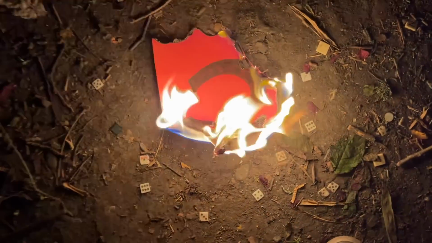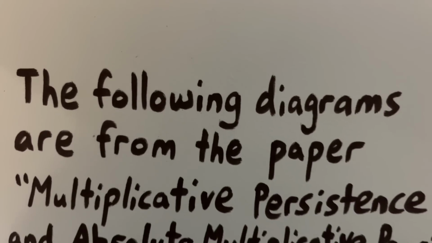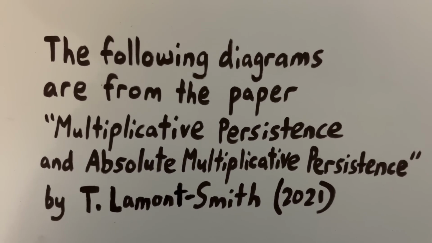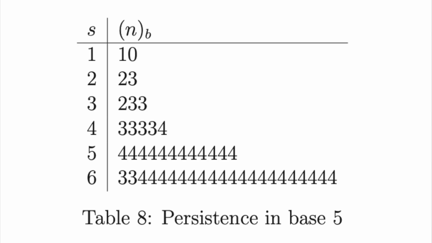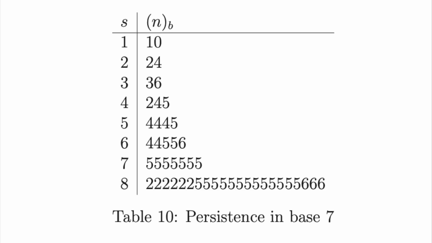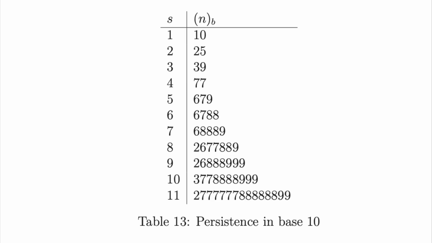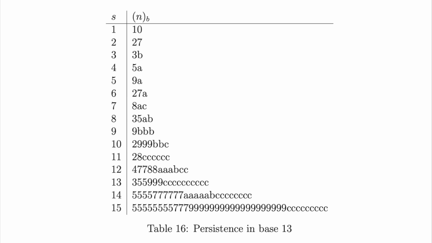Now, when we start comparing various bases together, we'll also find some other strange similarities and differences, and that's not the end of the surprises and mysteries here. Here are some diagrams from a notable paper that was released a few years ago by the mathematician T. Lamont Smith, and these tables show more lists of all the known record breakers from base 3 all the way up through base 24. The left column on each of these is a persistence level, and the right column is the smallest number to reach that in the base, written in the language of the base itself.